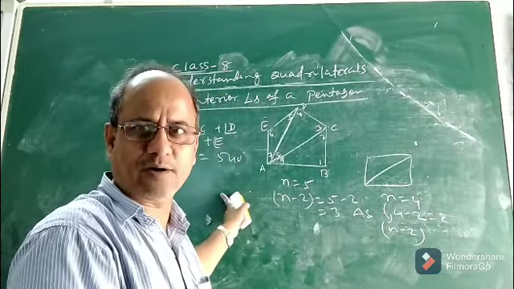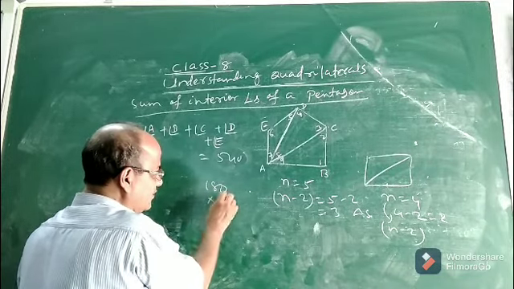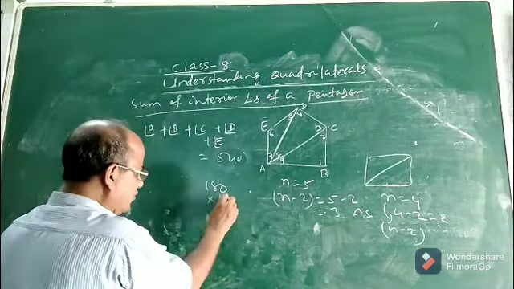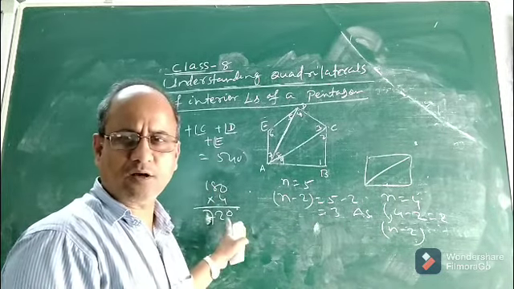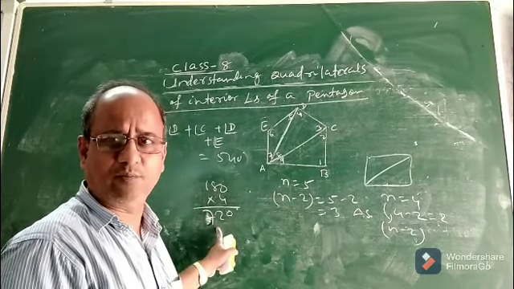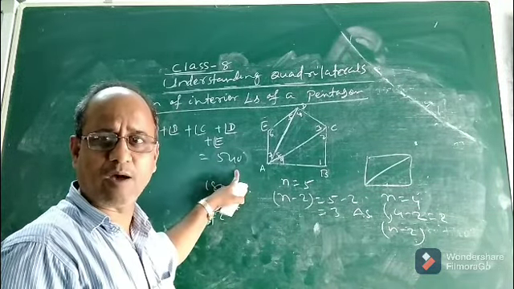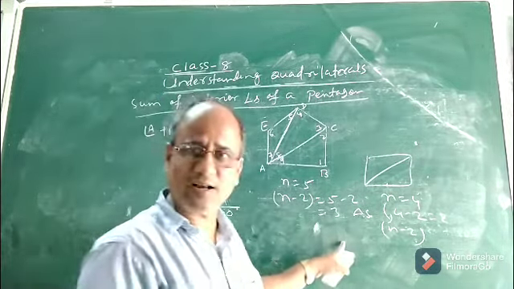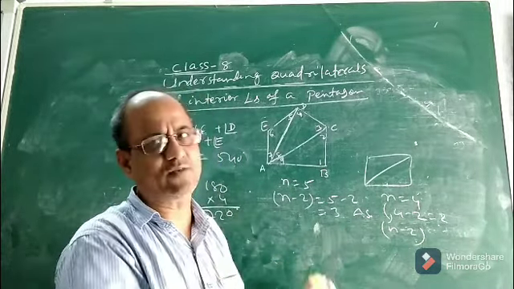In case of pentagon, it is 540. In case of hexagon, 180 into 4, what I said, we can divide it into 4 triangles, yes, 720 degree. So sum of the 6 interior angles of a hexagon will be 720 degree. In case of pentagon, sum of 5 interior angles is 540. In case of hexagon, it is 720. In case of quadrilateral, it is how many degree? It is 360 degree, and in case of triangle, it is 180 degree.